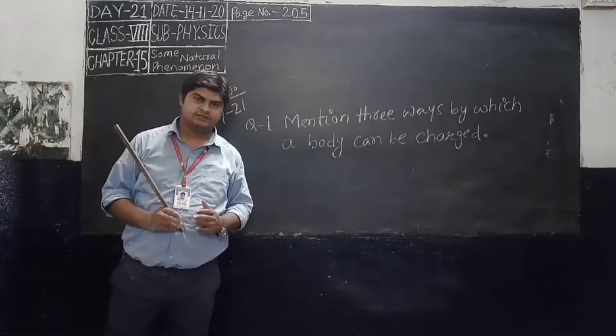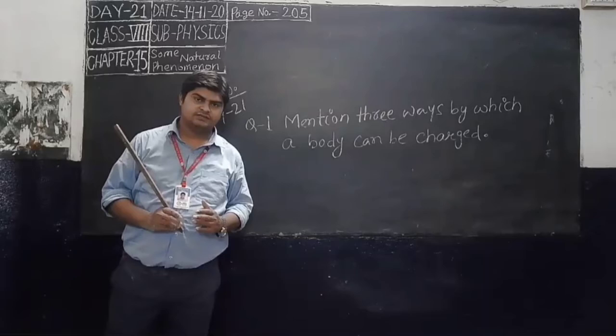Now the third example: ebonite rod rubbed with woolen cloth. You take one ebonite rod and rub it with a woolen cloth. Then what will happen? The ebonite rod acquires negative charge. It carries negative charge, or electrons, from the woolen cloth, because it attracts the electrons, and those electrons come from the woolen cloth when rubbed.